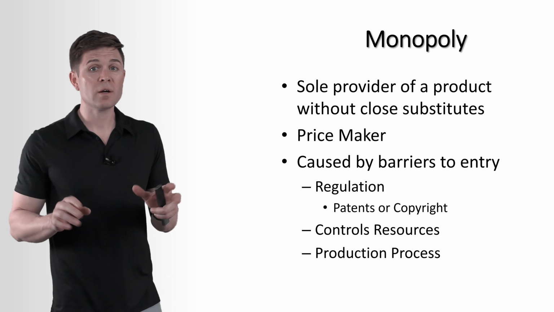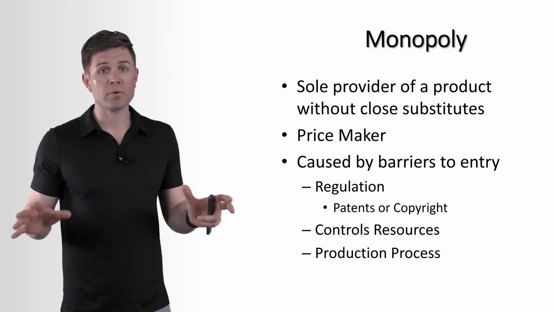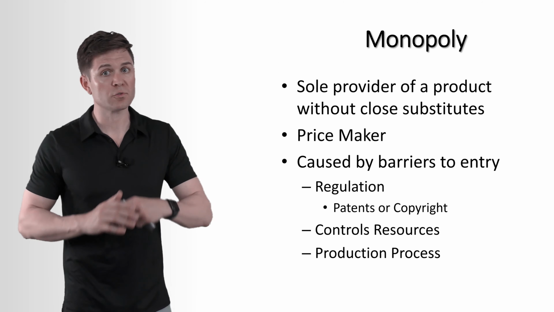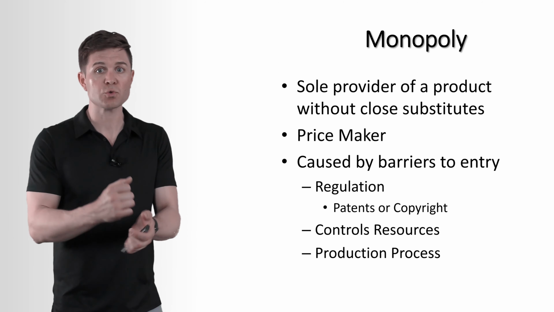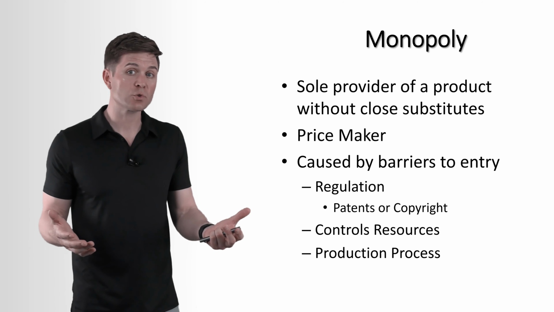Now, a monopoly has a few characteristics that provide for its unique market structure. It is the sole provider of a product in a given market. There's nobody else producing it. One company controls the entire market, so they also get to control the price, making them the price maker, unlike the perfect competitor who is the price taker.